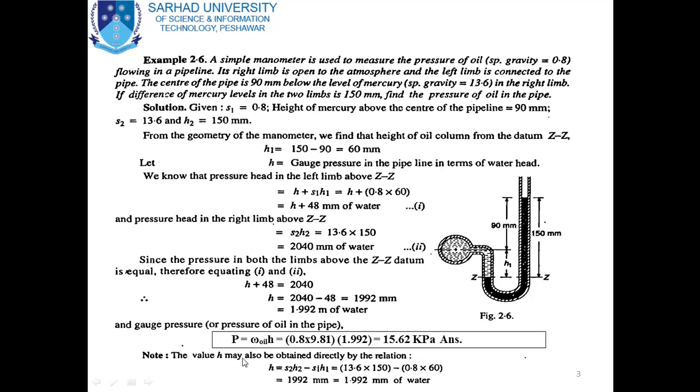Note, the value of H may also be obtained directly by the relation which has already been derived. H is equal to S2H2 minus S1H1. S2 is already given, H2 is already given, S1 and H1 are already given. So put the values, we will get this value, which is equal to 1992 millimeter, equal to 1.992 meters. This is not millimeter, this is meter of water. So this is the same as above. So through this way we will calculate the pressure in the pipe by using a simple manometer.